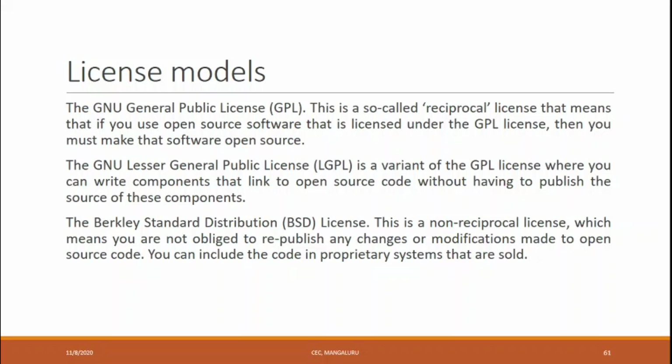The Berkeley Standard Distribution license is a non-reciprocal license, opposite to the General Public License, where you are not obligated to republish any changes. For example, you have developed one product, and that product is published as open source. If you make any modification or changes, there is no need to publish that changes part in open source. That's one of the advantages of the Berkeley Standard Distribution License. Any changes or modifications need not be republished in open source. You can include the code in proprietary systems that are sold. So these are the three license models.